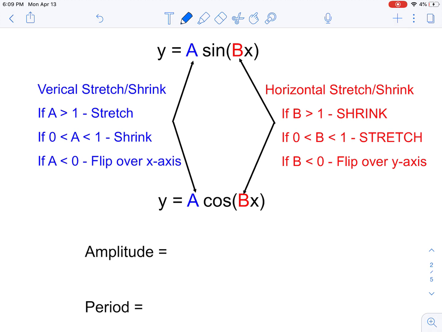So you might recall back from before Christmas that if we had something multiplied on the outside of our function, that was a vertical stretch or shrink. If it was greater than 1, that was a stretch. If it was between 0 and 1, that was a shrink. And if it's less than 0, we had to flip this over the x-axis. So if a is negative, we end up flipping our graph over the x-axis. My amplitude is always the distance, so my amplitude is going to be the absolute value of a. So it's always positive.